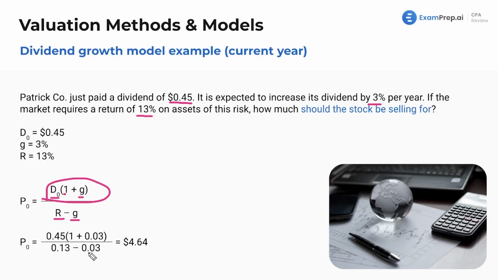13% minus 3% gives you the difference between the required return and the expected dividend growth rate, right? We're taking into account the growth on this stock. We're taking into account the profitability of it. And through this, we get an estimated stock price of $4.64. It comes out to $4.64, plug and chug math formula. You'll get it and you'll knock them out.